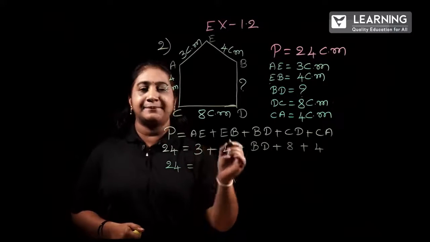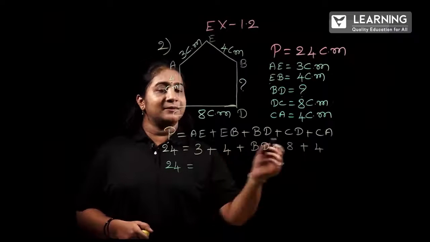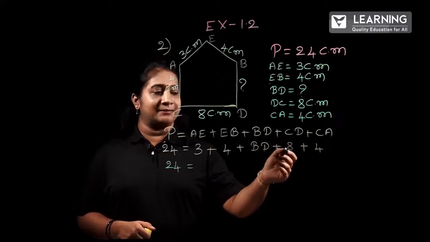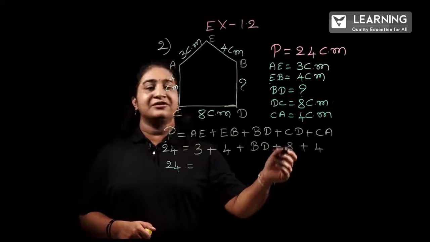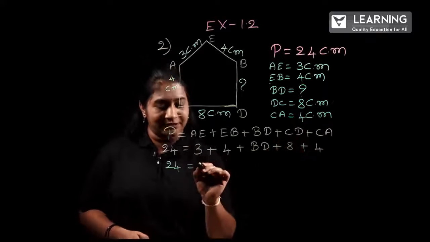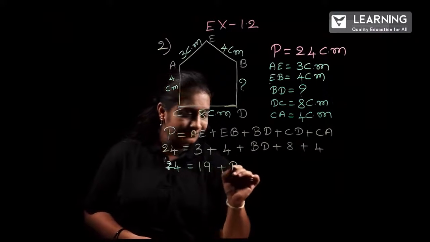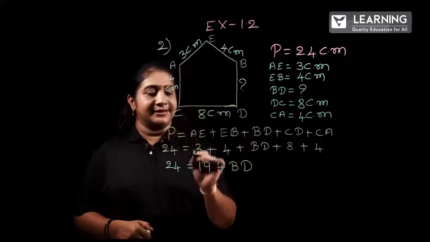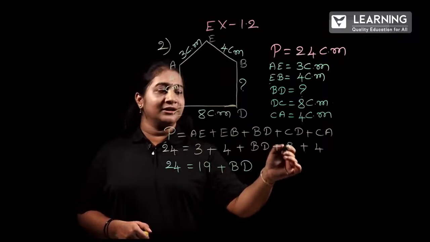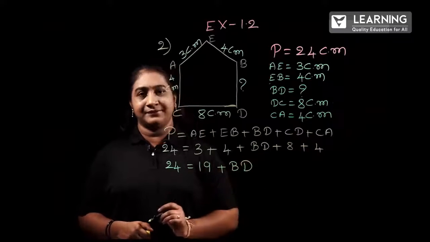Equal to 3 plus 4. 3 plus 4 is 7. 7 plus 8, what is 7 plus 8? 7 plus 8 is 15. 15 plus 4 is 19. 19 plus BD. So 3 plus 4 is 7, 7 plus 8 is 15, 15 plus 4 is 19, and 19 is equal to BD.